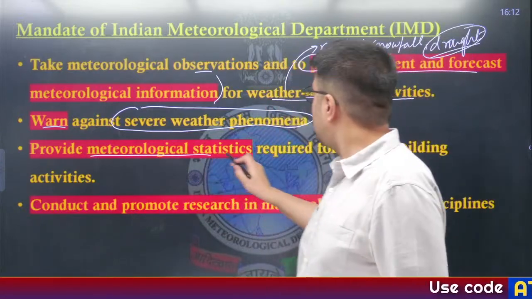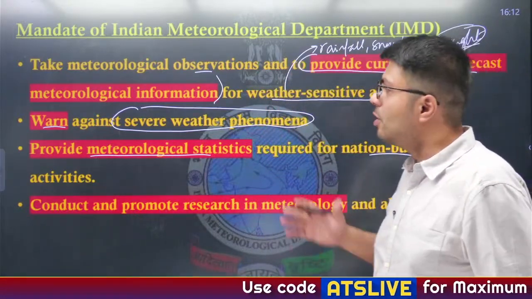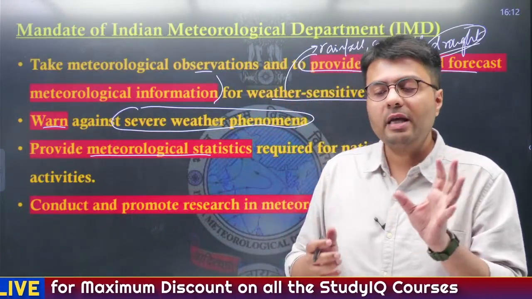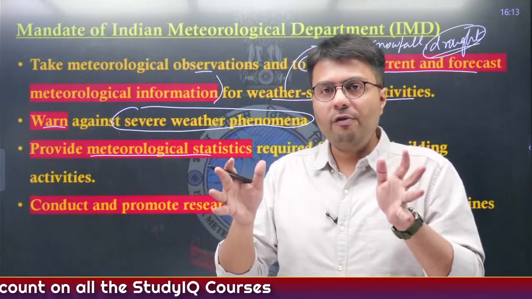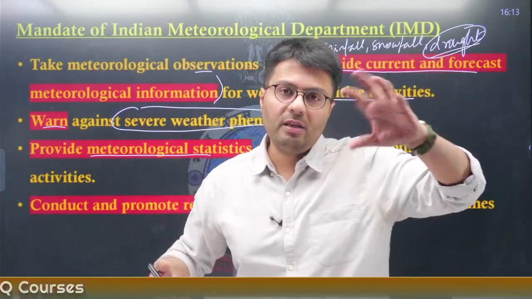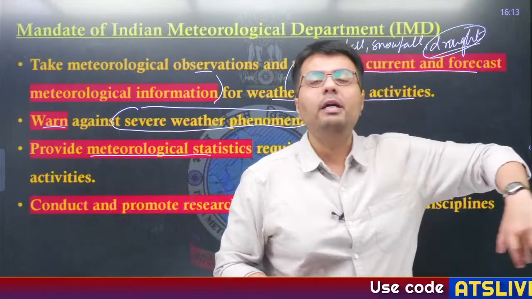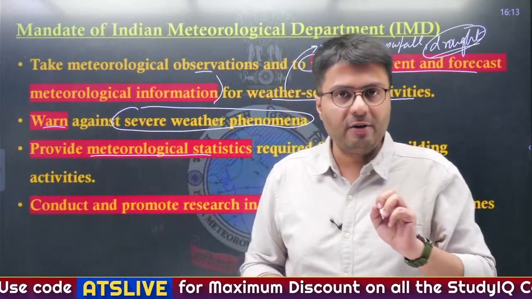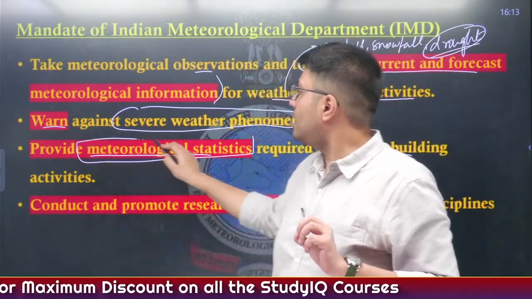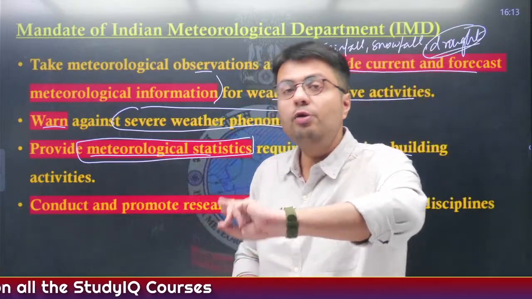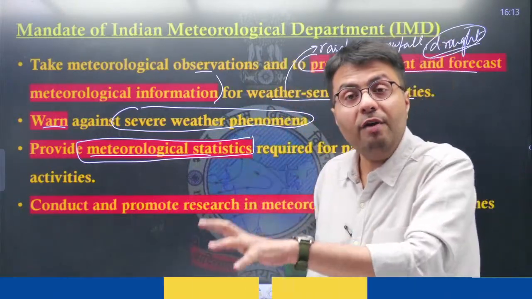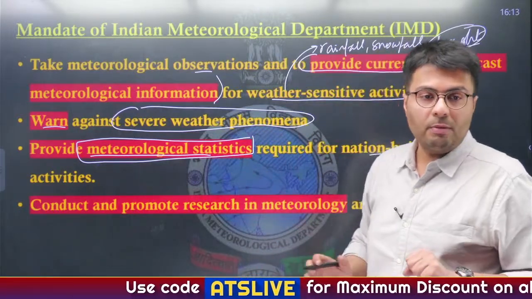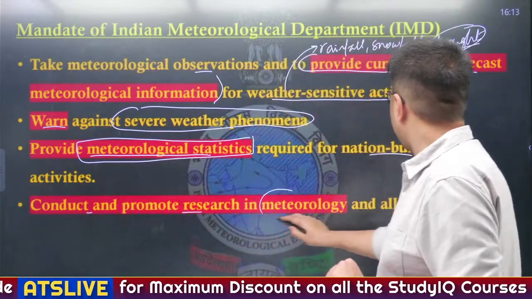Also, it provides meteorological statistics which are required for nation building activities. For example, going forward, as you understand, global warming is happening, so the pattern of rainfall is expected to change. The rainfall which is received throughout 4 months might not be so widespread going forward, it can be localized, which can lead to flood related events, right? So these statistics which the meteorological department provides can be used by the ministry to implement related policy measures, to prepare for disaster, to prepare for resilience to climate change, right? So this is why such statistics become important, and it also conducts and promotes research in meteorology and allied disciplines.